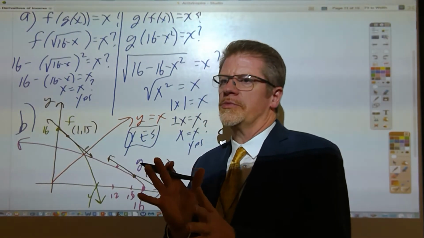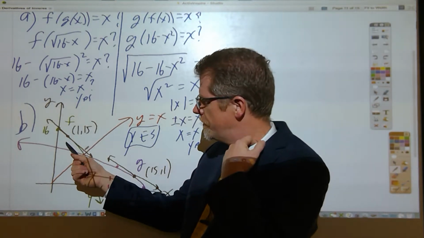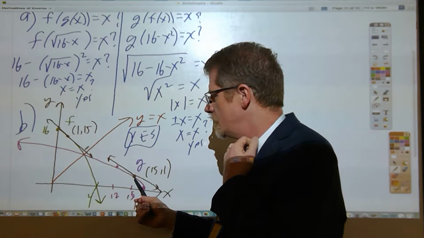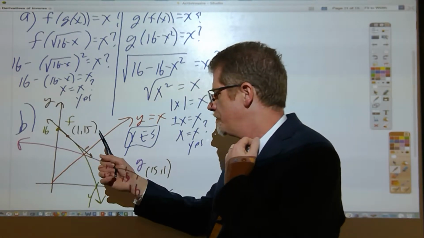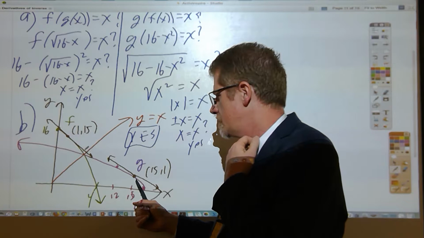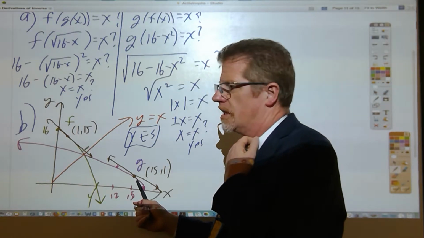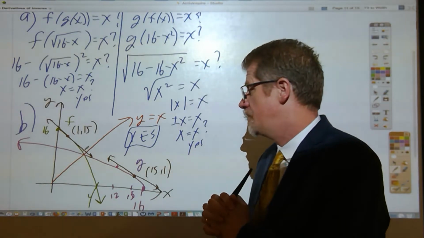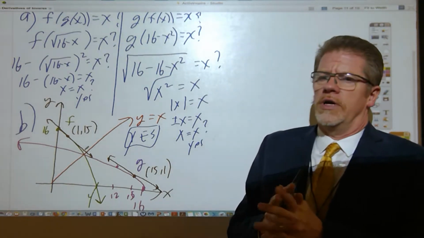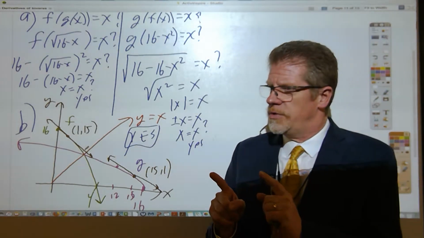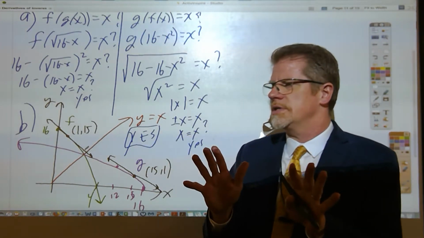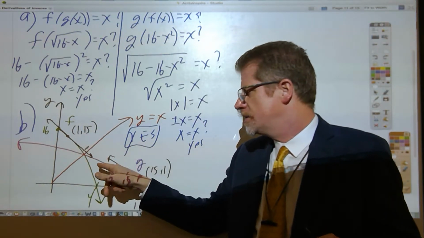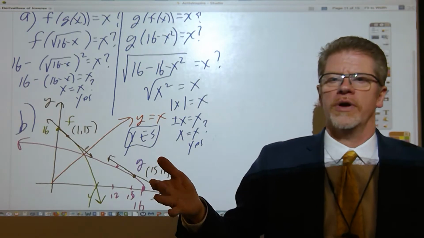Would you like to guess what the relationship is between the slope at 1, 15 on f and the slope at 15, 1 on f inverse? We've now shown that g is really f inverse. So I'm going to pause the camera. I'd like you to take a few moments to just guess. No calculations. Guess as to what you would have to do to the slope here to get that slope. It is a mathematical process.